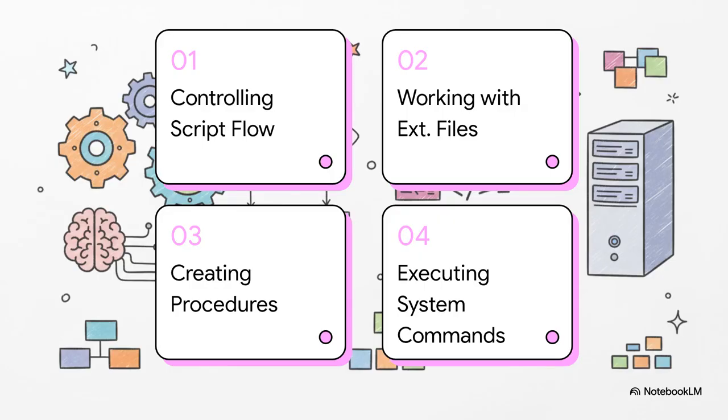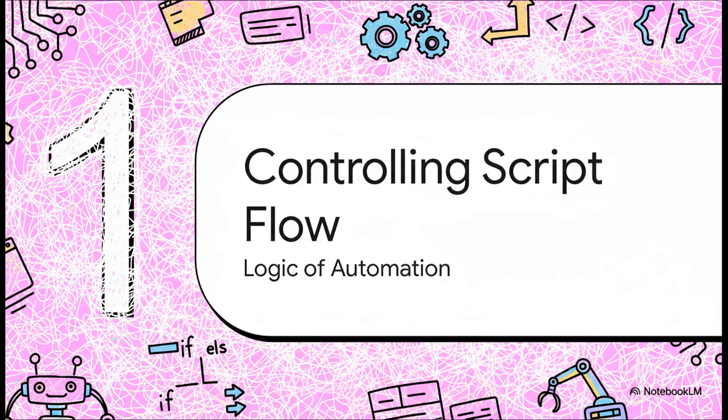To really get a handle on TCL, we're going to walk through 4 key building blocks. We'll start with controlling a script's logic, then we'll move on to working with files, then we'll create our own reusable commands, and finally, we'll execute system commands right from inside a script. Let's get to it. All right, our first core concept is controlling the script's flow.